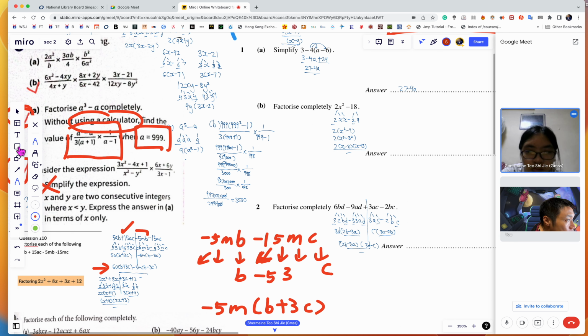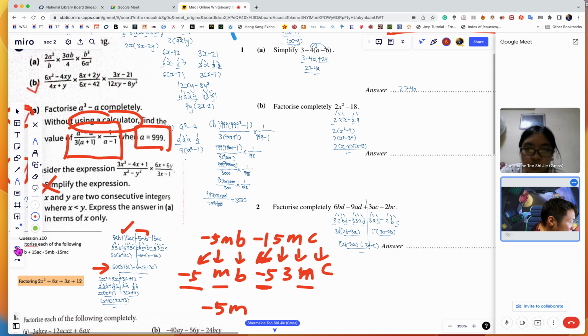The reason why is because of the minus 5 here. Let me just go back. Just now you took out the minus 5, and you already took care of the minus sign here. So therefore if you take out the minus 5m, you are left with b. Over here is nothing already. Nothing means plus 3c. So basically over here you should get plus.